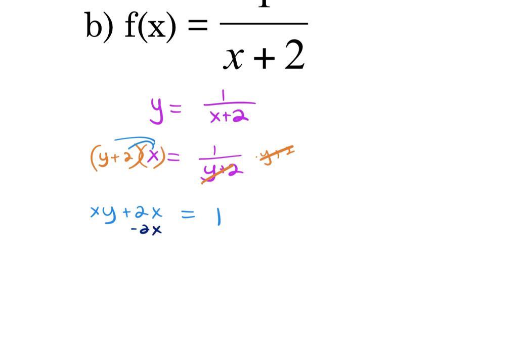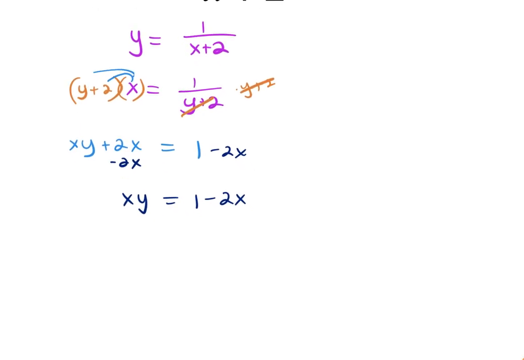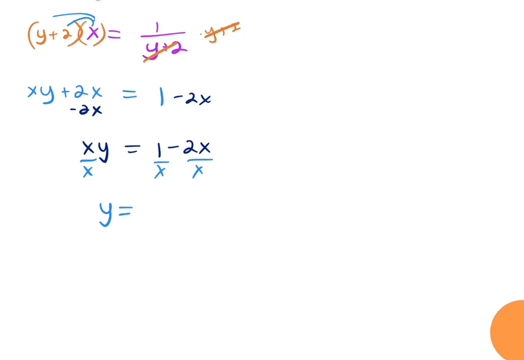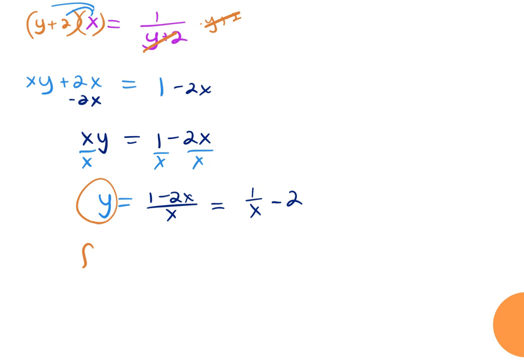Subtract the 2x, and divide by x. So again, you can write it as 1 minus 2x over x, or you can write it as 1 over x minus 2. Either answer is fine. You do, however, have to change this to f negative 1 of x. So again, both answers are fine.